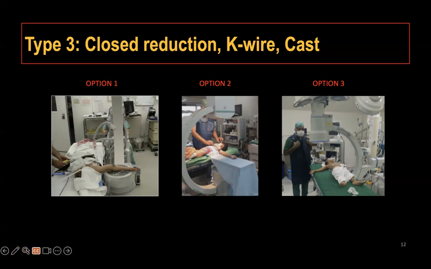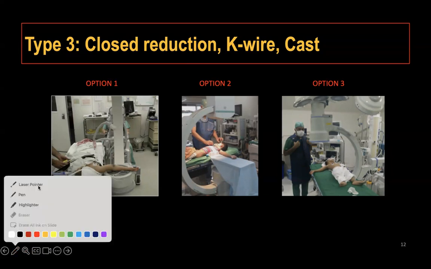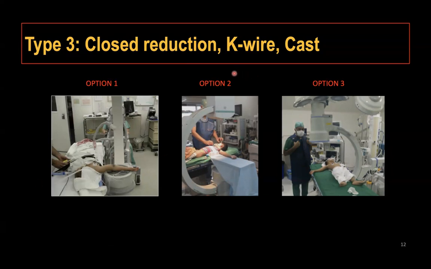What I personally prefer is, for the older child, option 2, that is placing the elbow on a side arm board. However, if the child is younger, then I prefer to push the child to the edge of the table, place the affected elbow on the radiolucent part of the table, and so the C-arm comes in from the opposite side.